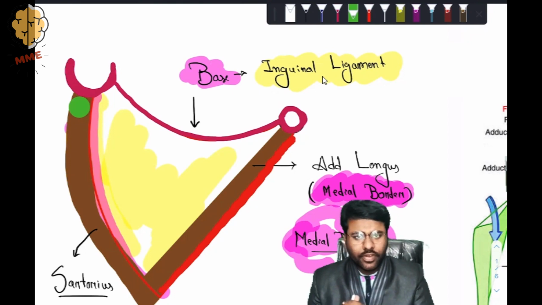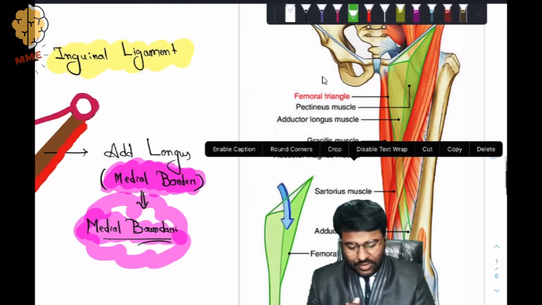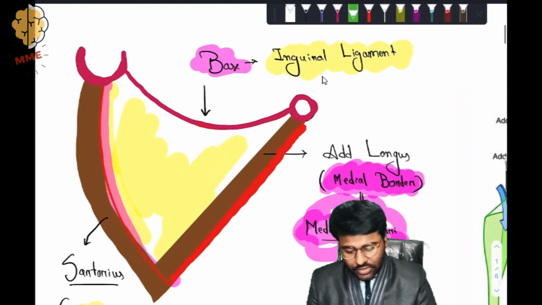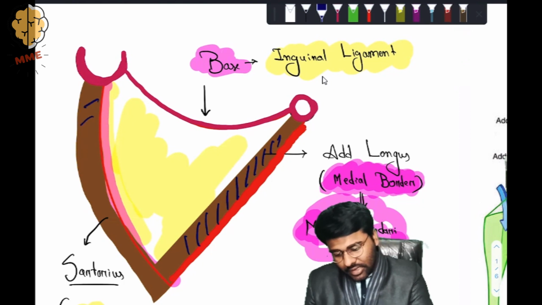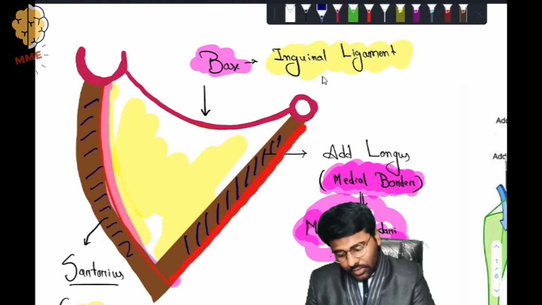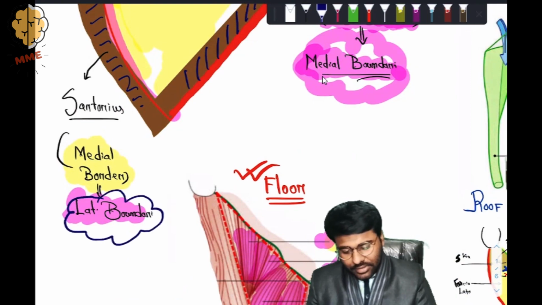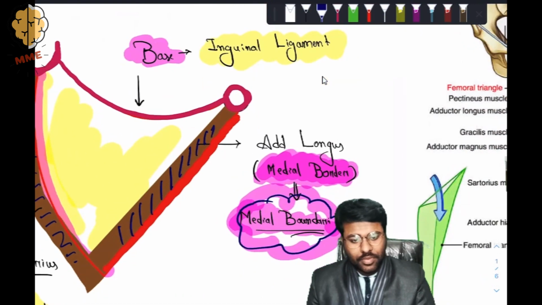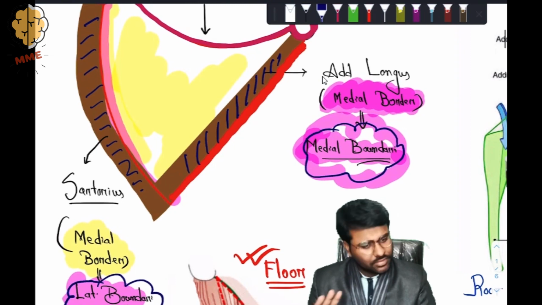So this is actually the sartorius muscle, and there is another muscle which is present medial to the triangle. What is this muscle? This is actually the adductor longus muscle. This is the adductor longus muscle, and this is the sartorius muscle. So the sartorius muscle is mainly present on the lateral side, and the adductor longus muscle is mainly present on the medial side. So adductor longus forms the medial boundary and sartorius the lateral boundary. It is very clear, very easy.